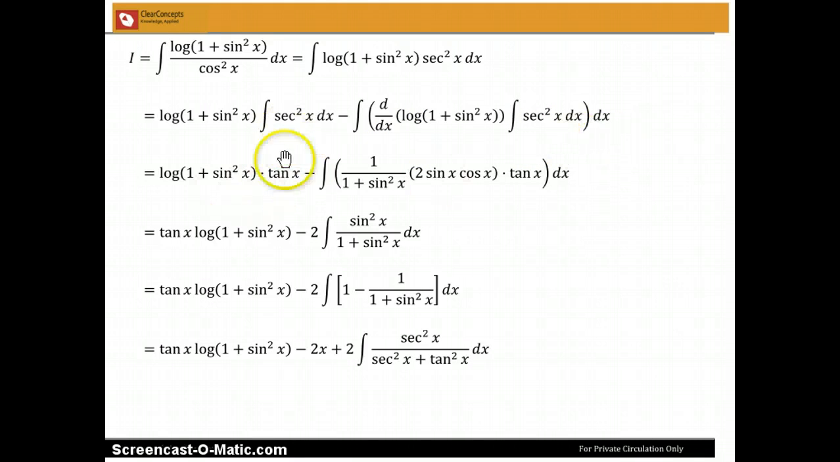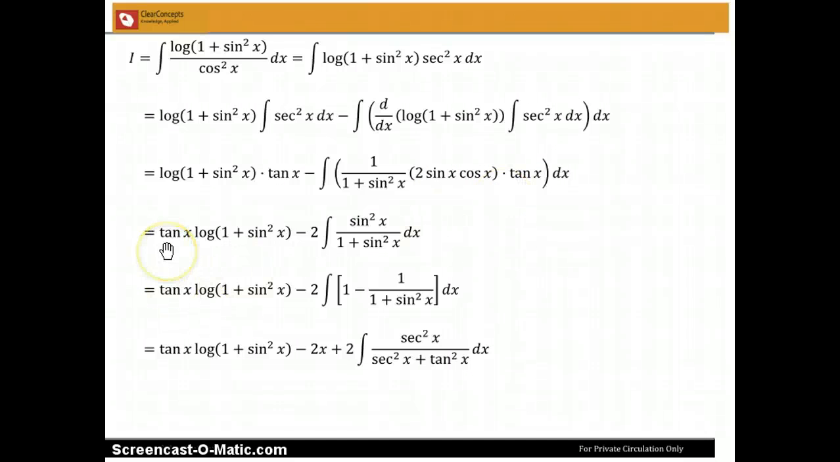Now the integral of secant squared x is very simple, that's tan x. So I get log of 1 plus sine squared x into tan x, and then the derivative of log of 1 plus sine squared x, I need to use the chain rule, and so I get 1 divided by 1 plus sine squared x into the derivative of 1 plus sine squared x, which is simply 2 sine x cos x, and then the integral of secant squared x also is up there.